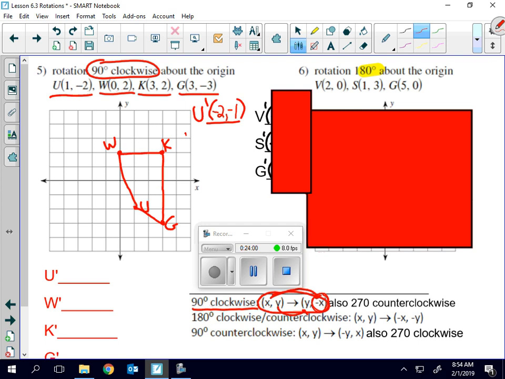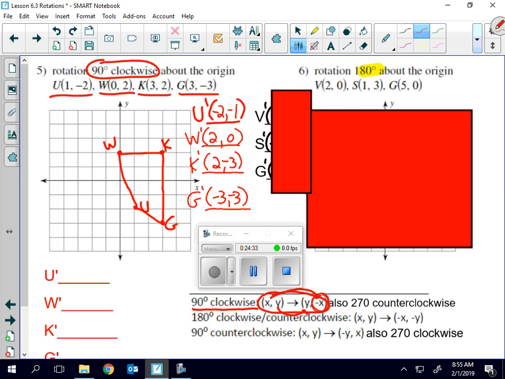Okay, W. All right, flip them around. 2 is going to come first, 0 is going to come second. I can't make 0 negative, so it's done. K prime, flip them around. 2, 3, make the second one negative. And G prime, flip them around. It's still a -3 and a 3, but then the second one gets made opposite.